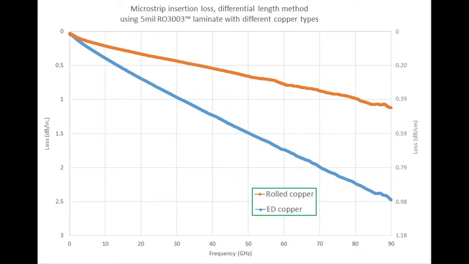But also keep in mind the scale here, that the 5 mil RO3003 with ED copper having 2 dB per inch loss at 80 gigahertz is considered extremely low loss. And the rolled copper being at 1 dB per inch is also obviously much better than that.